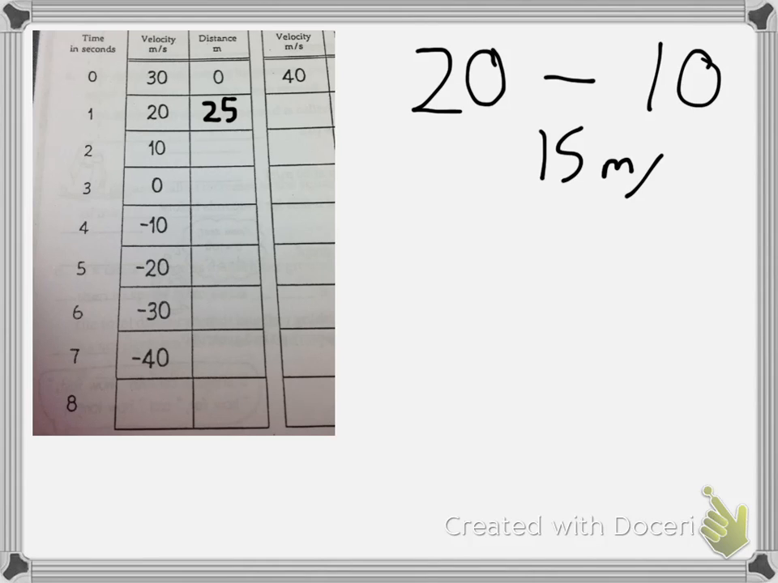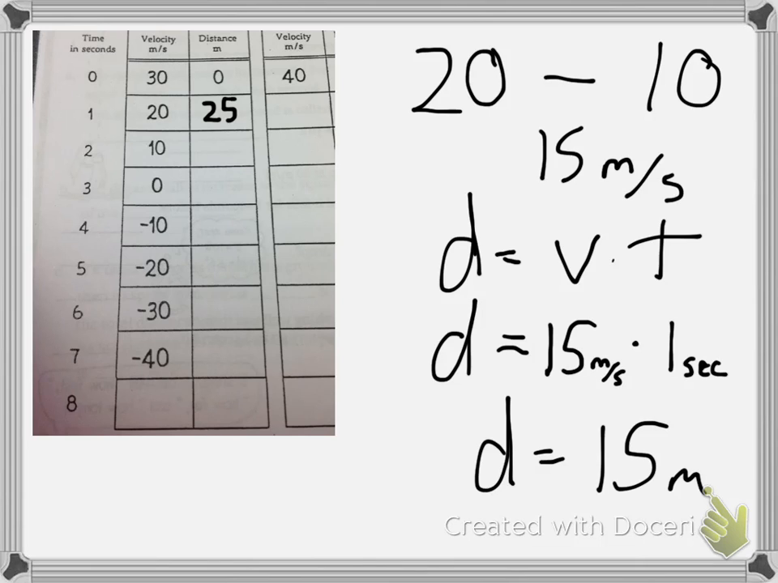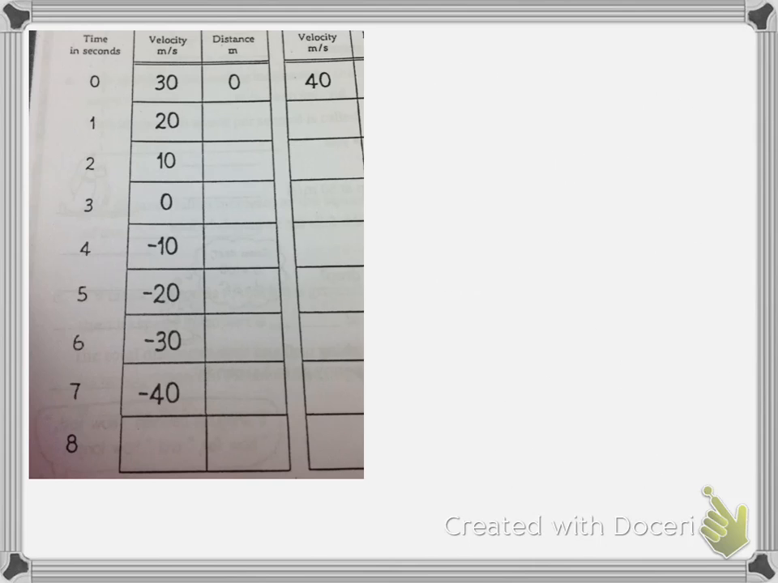And so between 20 and 10, you would have an average of 15 meters per second. Use your d equals v times t to find that you would travel a distance of 15 meters. Now that's 15 meters in the next second, so that's 15 meters more. So we're going to add that to the 25, and that would give you 40. And this just continues on.